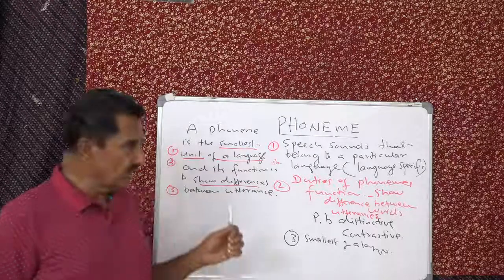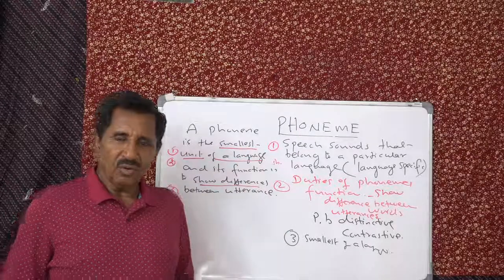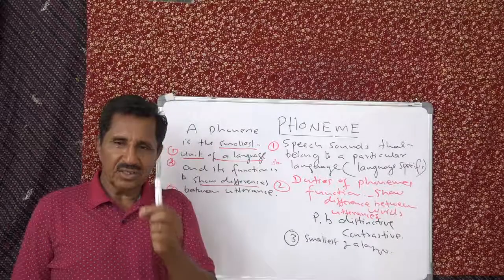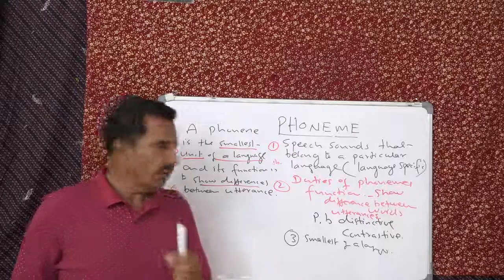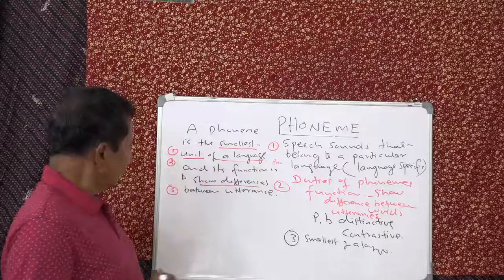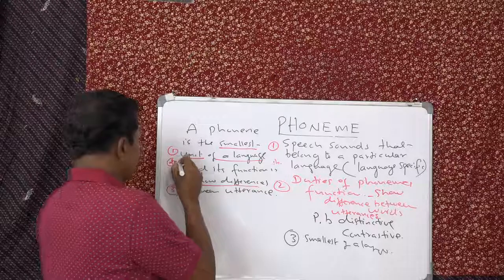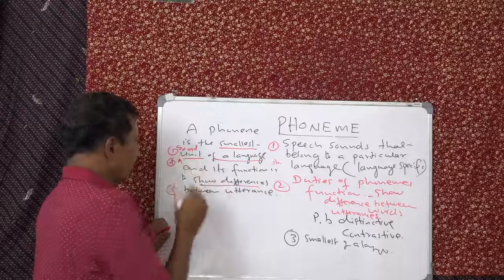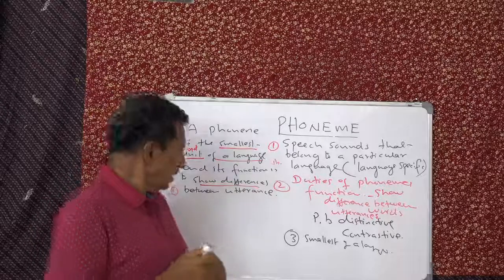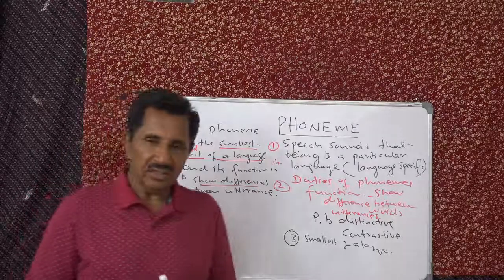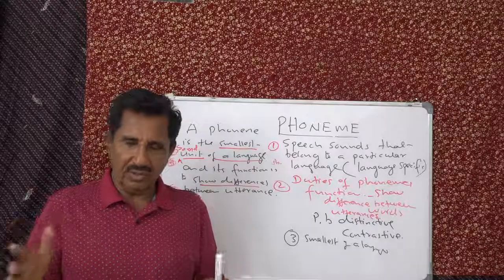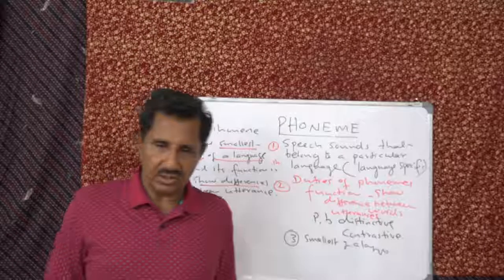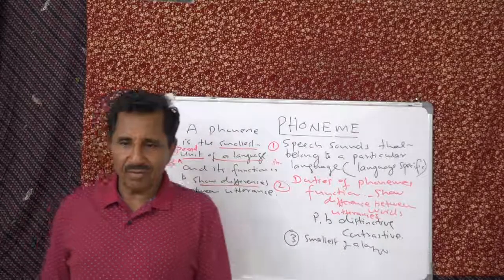So you will get questions like this from this section. Define a phoneme. A phoneme is the smallest sound unit of a language, and its function is to show differences between words or differences between utterances. I think it is clear for you today.